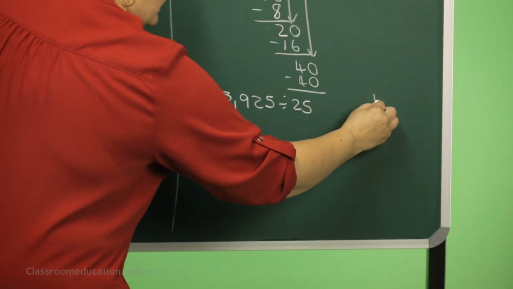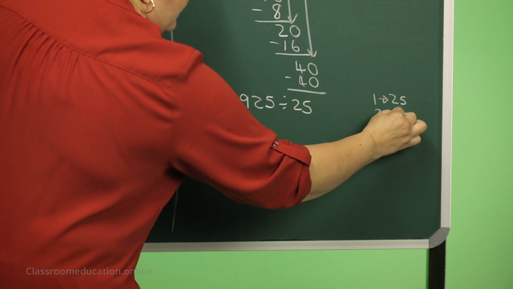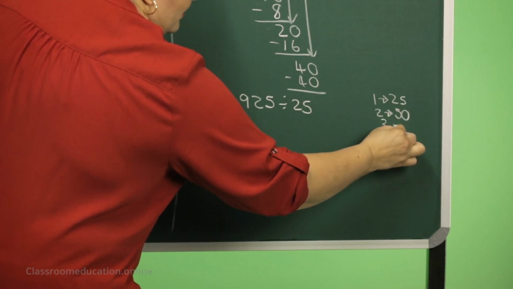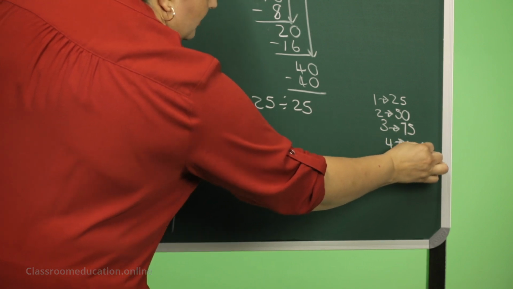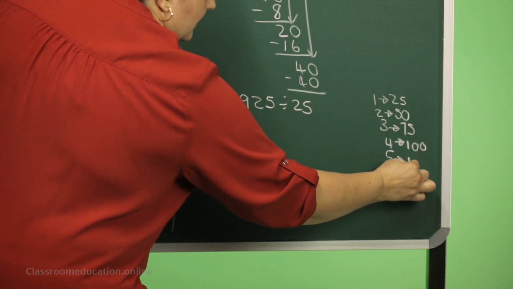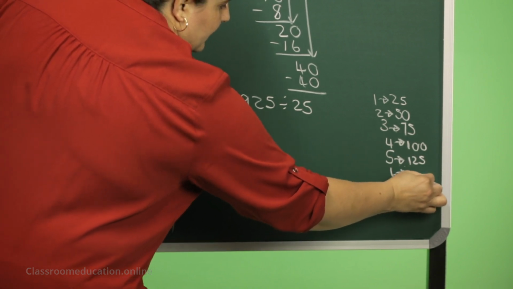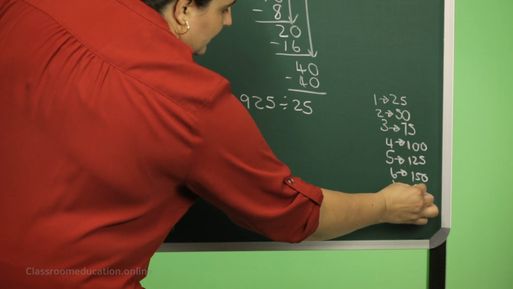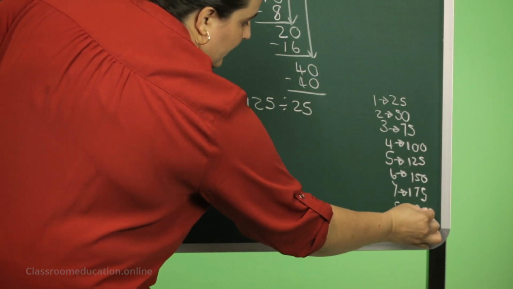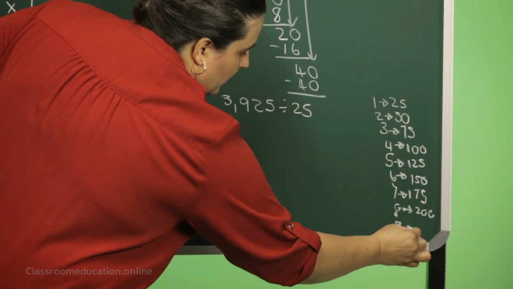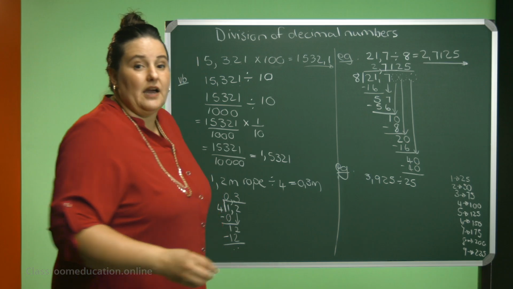So, let's say 1 times 25 is 25. 2 times that is 50. 3 times 25, 75. 4 times 25 is 100. 5 times that is 125. 6 times is 150. 7 times is 175. 8 times is 200. And 9 times will be 225. Okay. Now, let's do this.